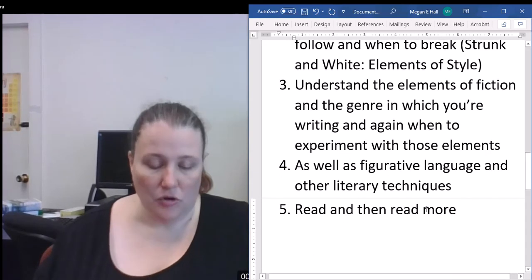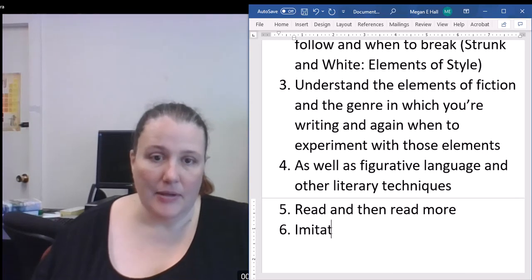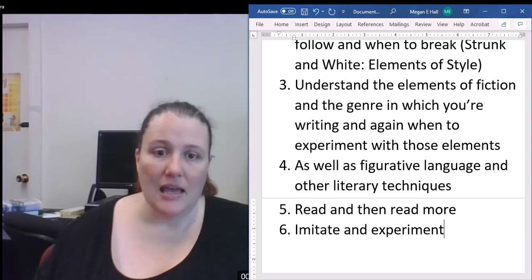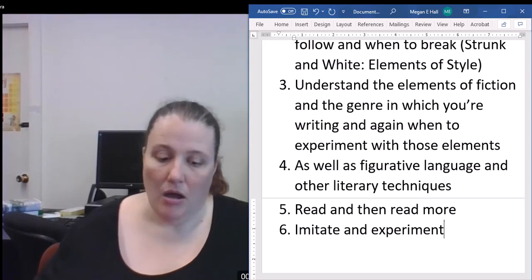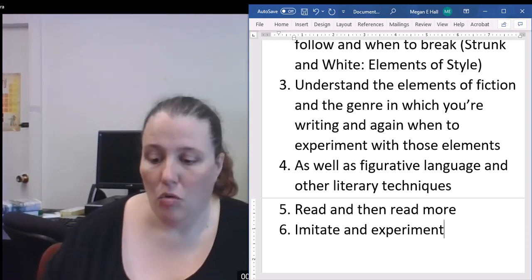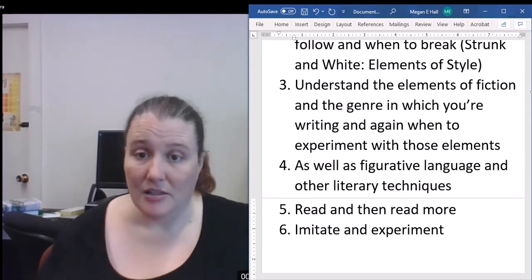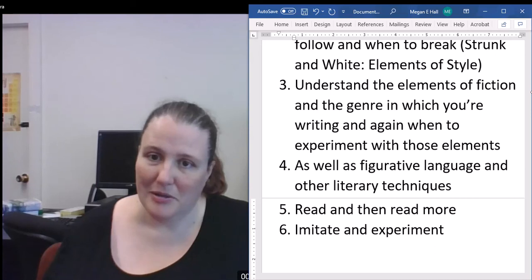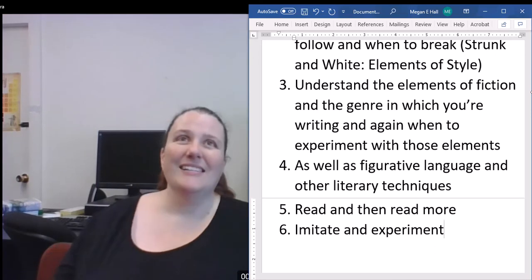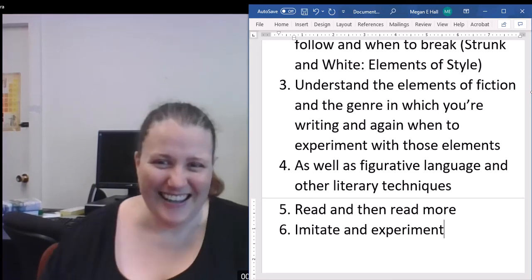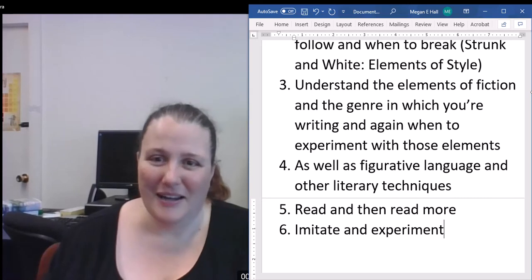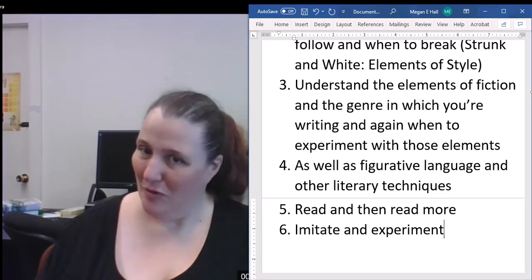Why? Because it goes along with number 6, imitate and experiment. I think it is not bad when you are a new author, an emerging author, and maybe these are things that you decide not to publish. I have a lot of things where I copied some people's styles and I put them in a box because I was younger and I didn't really know what my style was going to be.